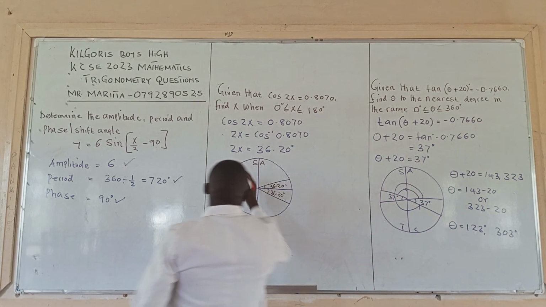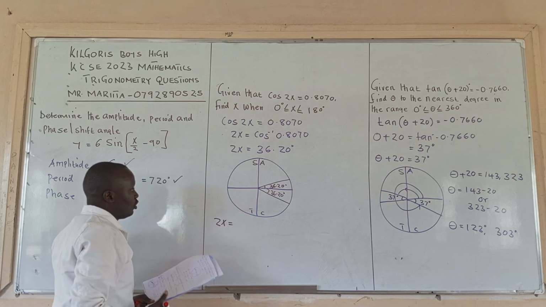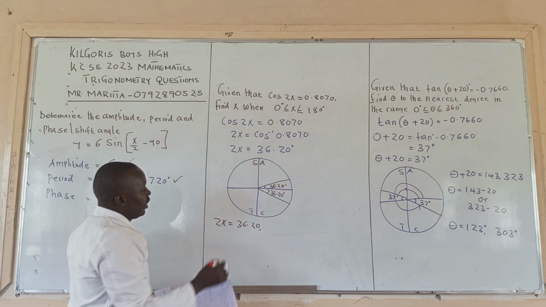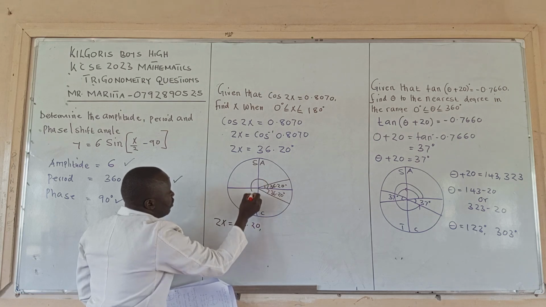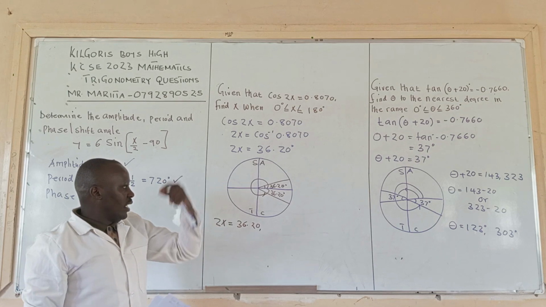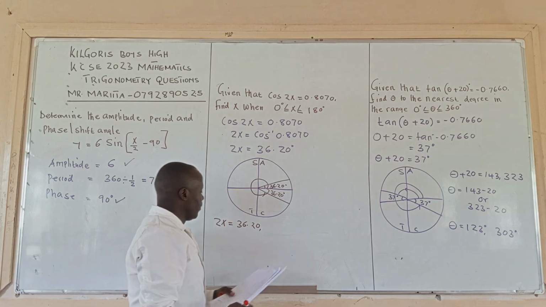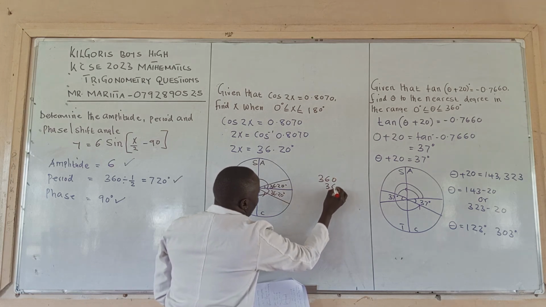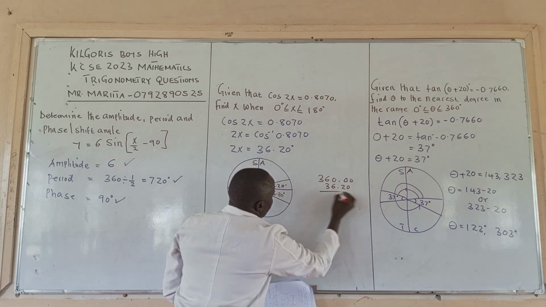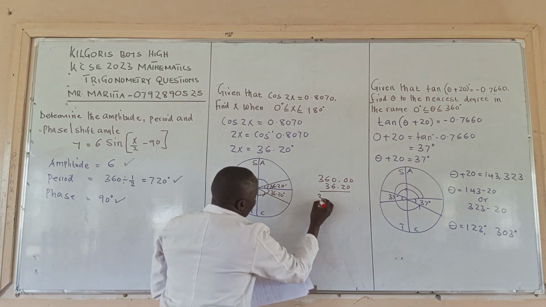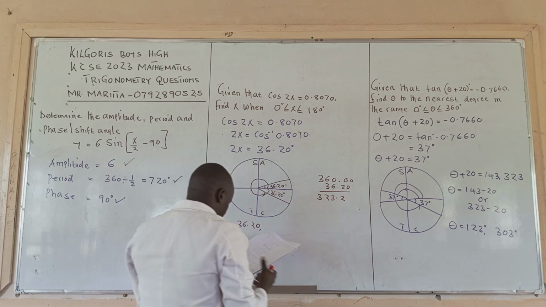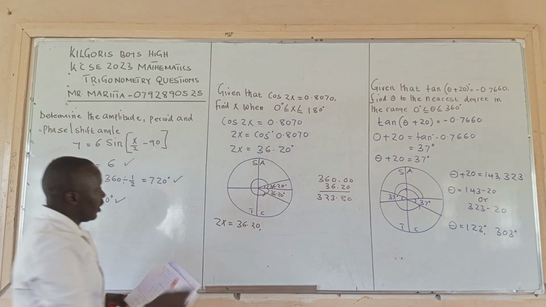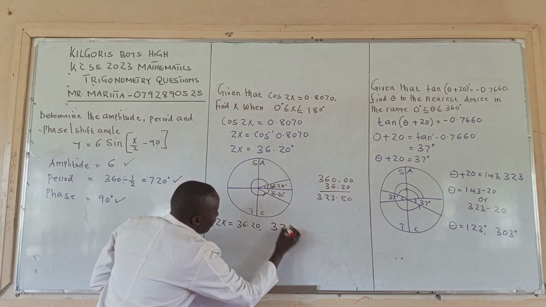So after identifying this, we can write 2x, which is equivalent to the first one, 36.20. For the second one, we are moving a complete circle to the fourth quadrant, so you will have 360 minus 36.20, and that will give us 323.80.